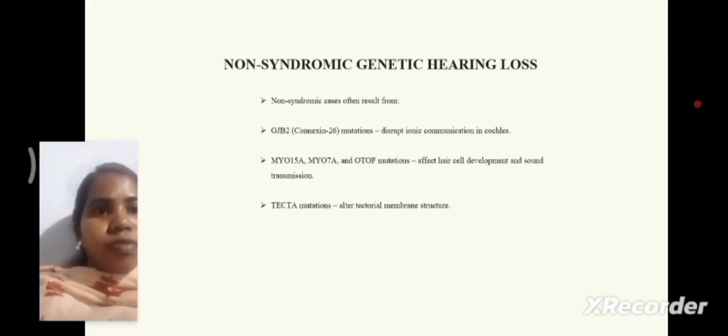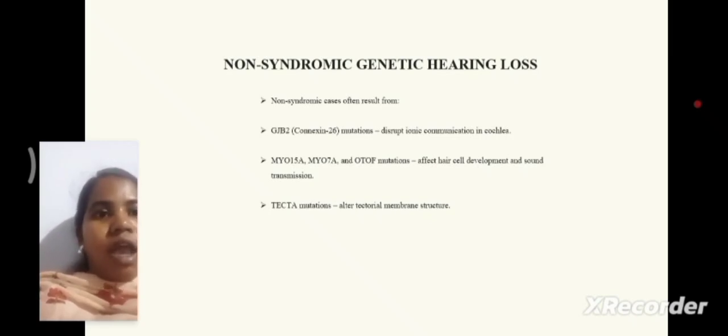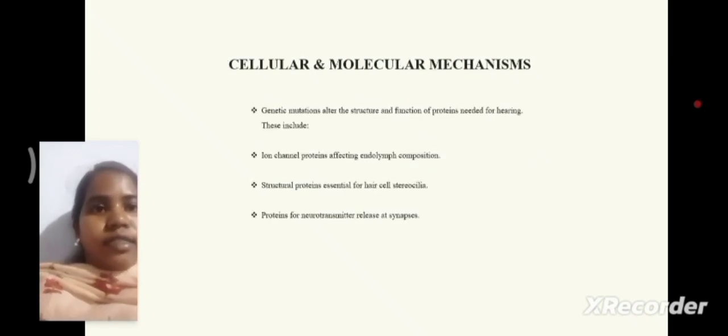Non-syndromic causes include GJB2 mutations, and MYO15A, MYO7A, and OTOF mutations, which affect hair cell development and sound transmission. TECTA mutation alters the tectorial membrane structure. Next, cellular and molecular mechanisms. Genetic mutations alter the structure and function of proteins needed for hearing. This includes ion channels and proteins affecting hair cell function.